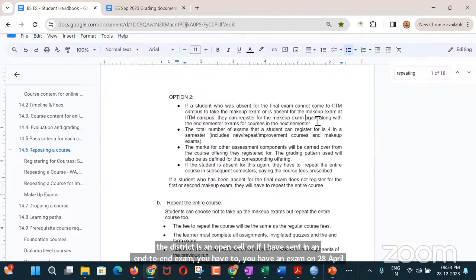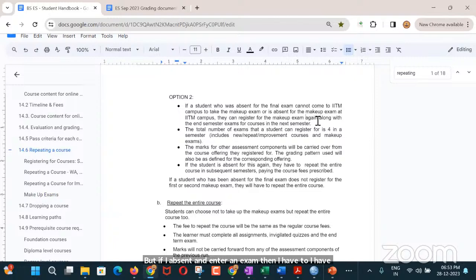Sorry, come again. Sir, if I am absent in the end term exam, then I have to give only the end term exam, no? Yeah, correct. So when does registration open for this? Course registration for the next term? No, sir. Course registration is for if I am absent in the end term exam. No, you don't have to worry. If you are absent for the end term alone, okay, you can take up the end term next time. It's as simple as that.